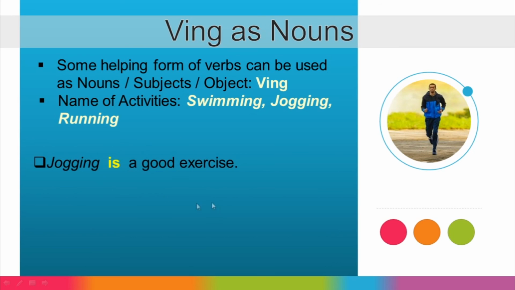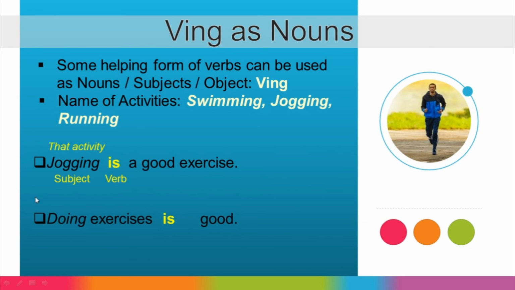Jogging is a good exercise. In this case, the verb ing is the name of the activity. This is to describe an activity. This is not doing anything. Jogging, the name of the activity, is a good exercise. Jogging is the subject, is is the verb, and this is that activity is a good exercise. If we want to replace the subject using the pronoun that, that activity is a good exercise. Now this is also to check whether this is actually a verb or a verb ing acting as a noun.